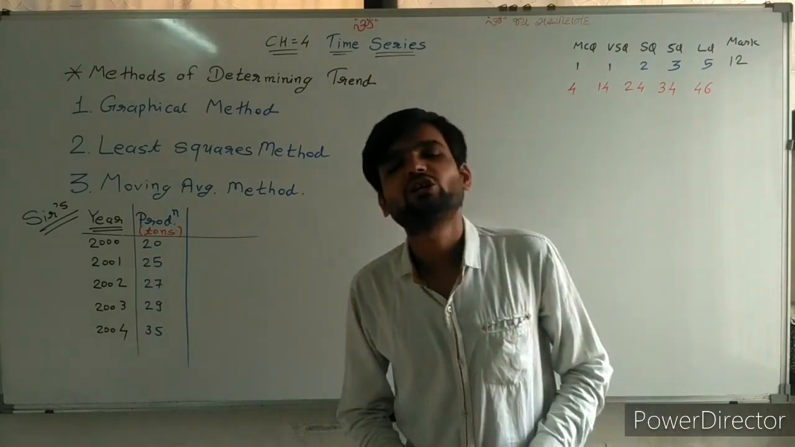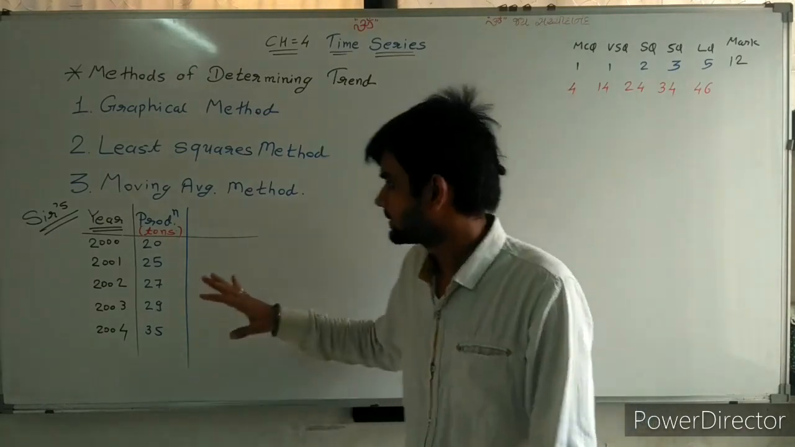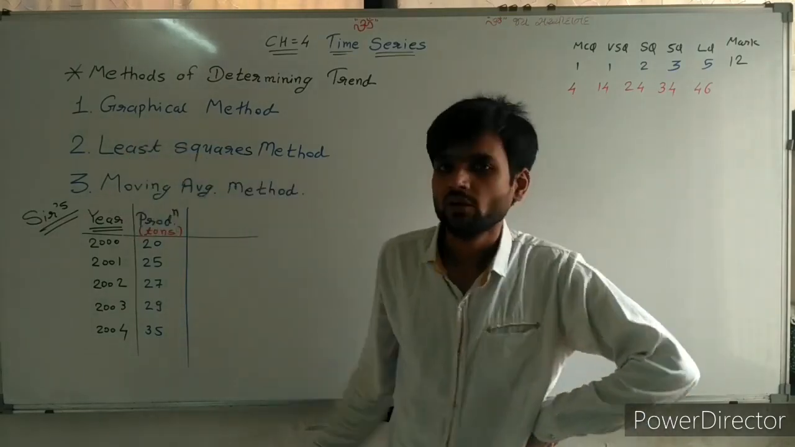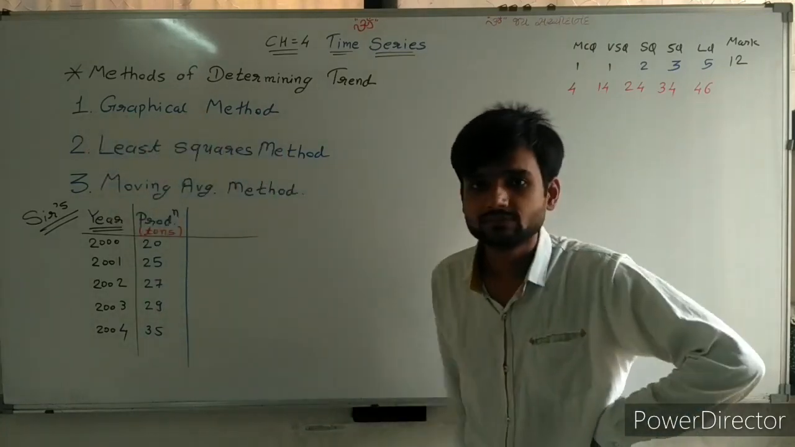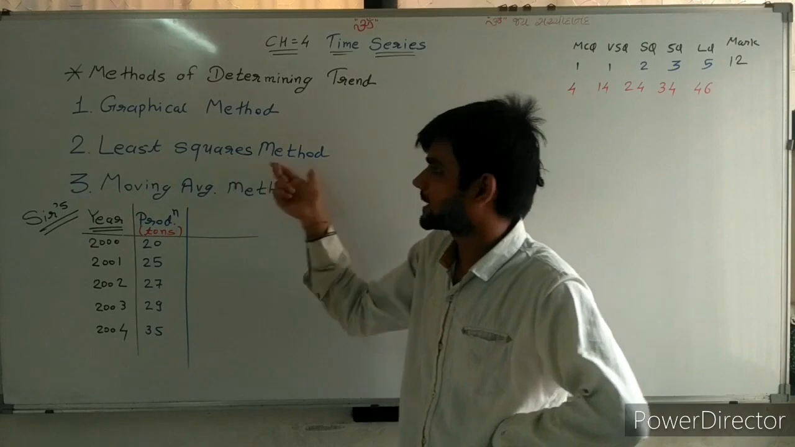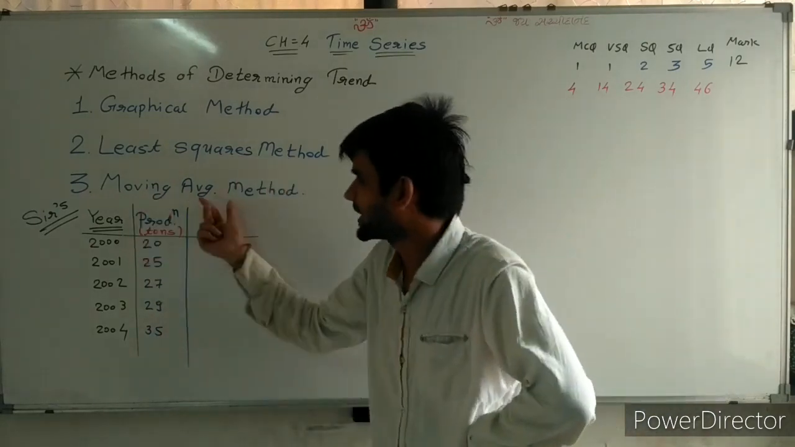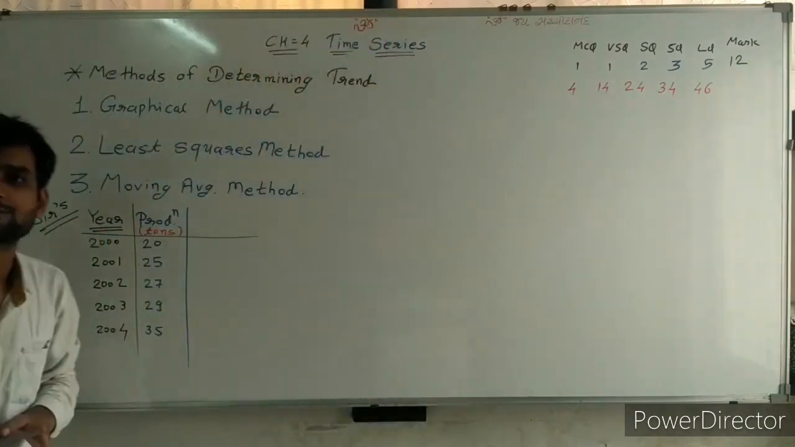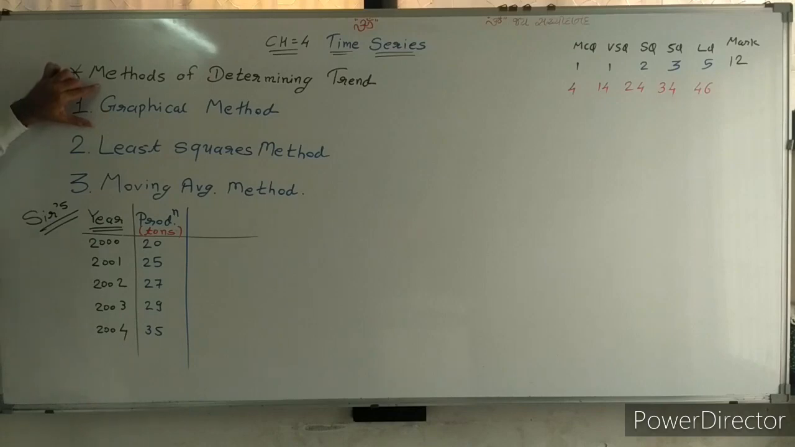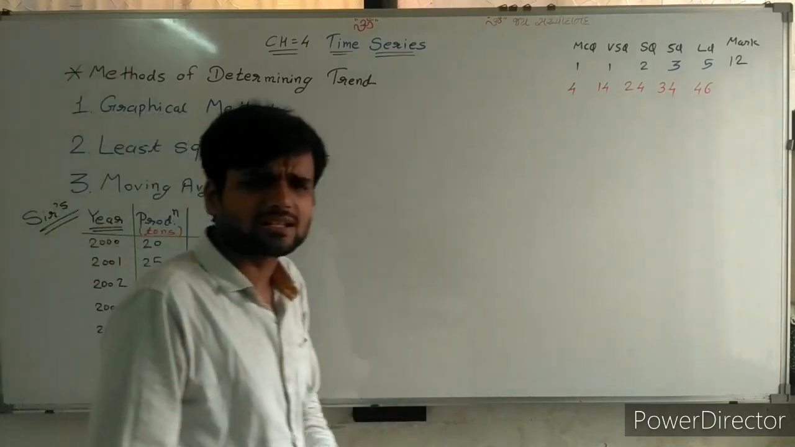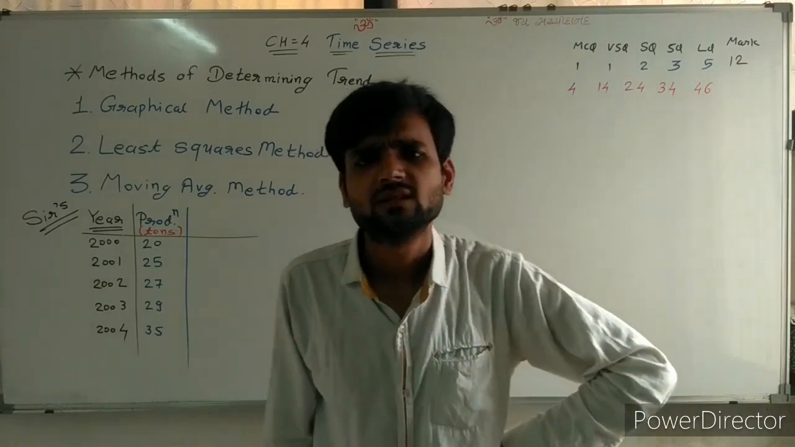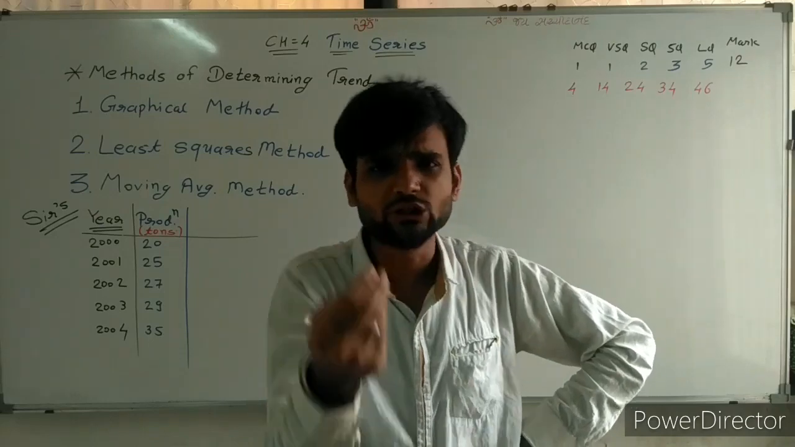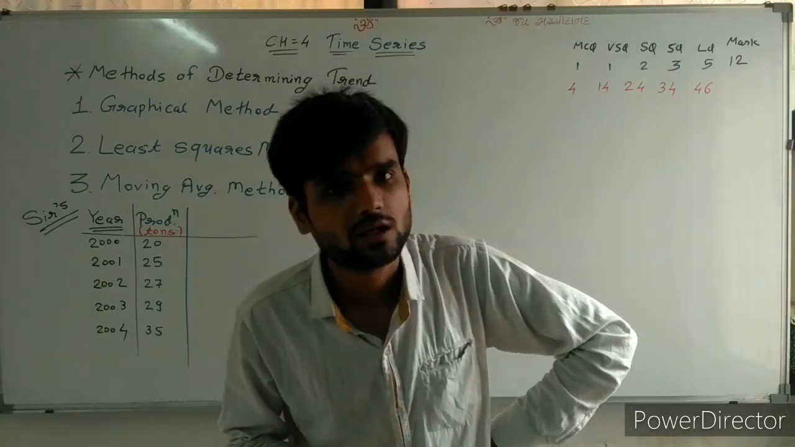Now here we need to find the trend on the basis of given data. So how can we find the trend? There are 3 ways. First, graphical method. Second, least square method. Third, moving average method. These 3 methods are in your syllabus in the time series chapter. Graphical method is the easiest method, very easy. You have learned that in chapter number 2, and in chapter number 3 also you can use it, but that is not done in chapter number 3.